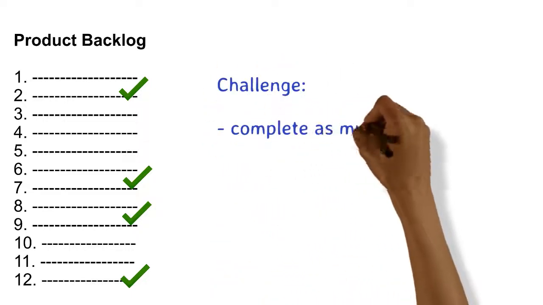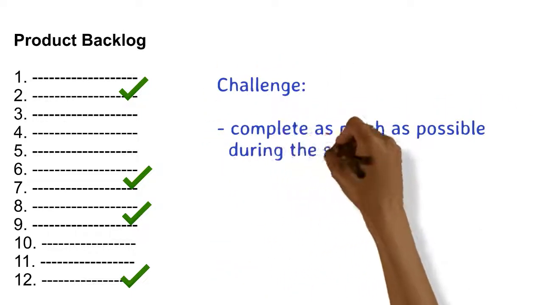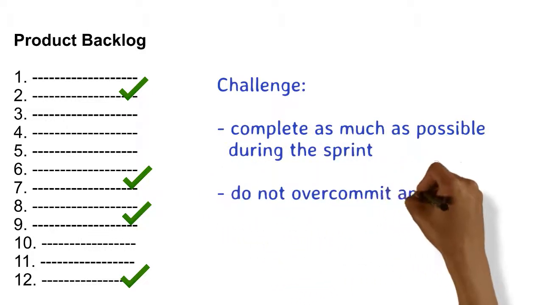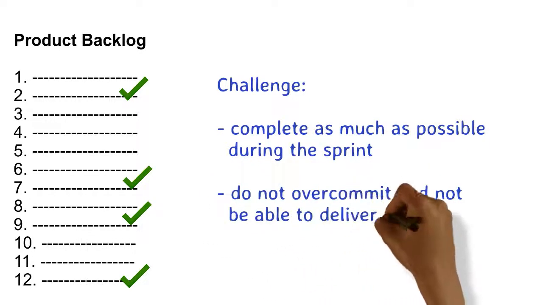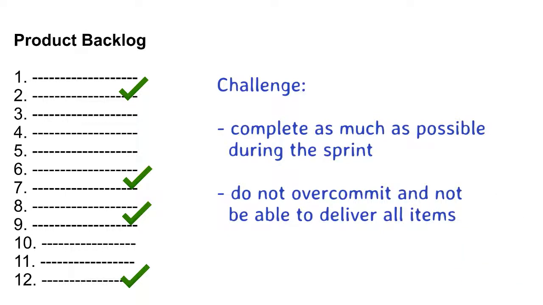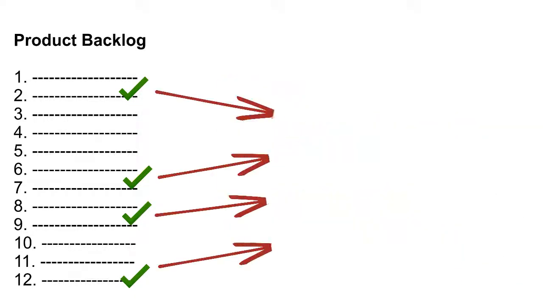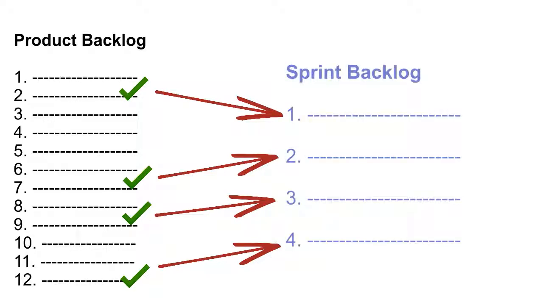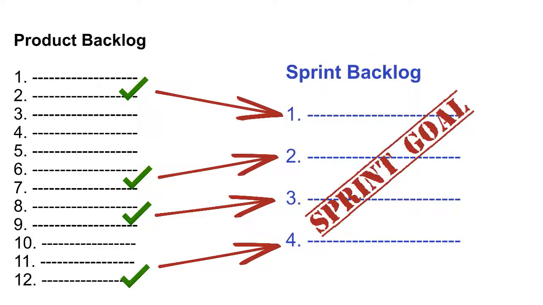The development team wants to complete as much as possible during the sprint. However, they don't want to overcommit and not be able to deliver the items by the end of the sprint. After extensive deliberation, the sprint backlog is created, resulting in the sprint goal.